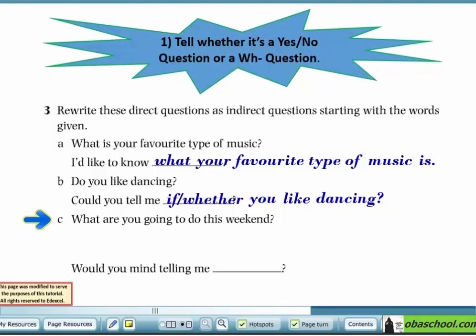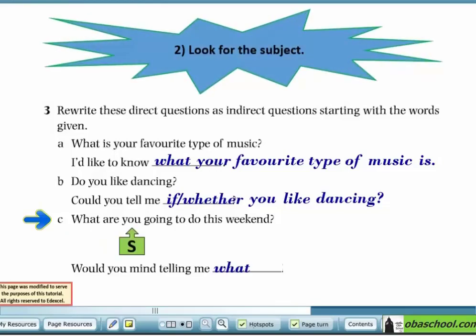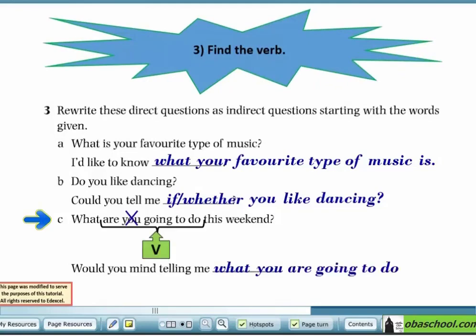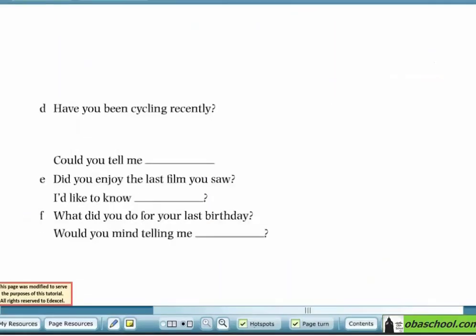What are you going to do this weekend? We have to determine the type of the question, which is a WH question. We have to add what. Then we are going to look for the subject you and the verb are going to do, then continue the sentence this weekend. The sentence will be, would you mind telling me what you are going to do this weekend?